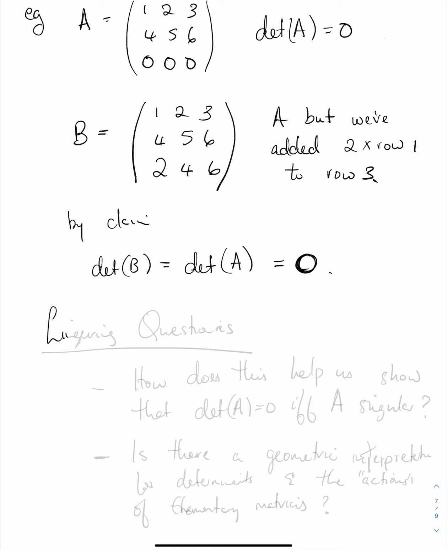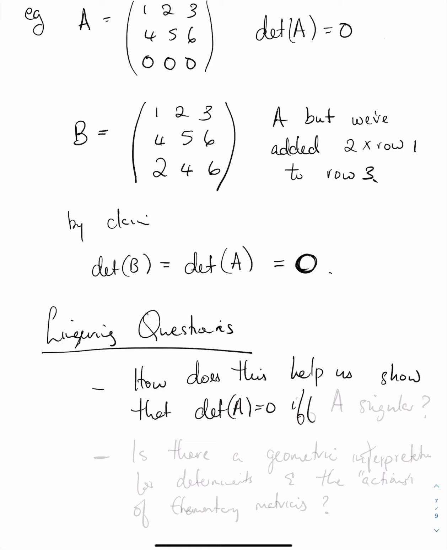Here are some lingering questions I expect you to have. How does this help us? In particular, how does it help us show that the determinant of A is equal to 0 if and only if A is singular? I did say a few videos back that this was our goal. We'll be able to do this next.